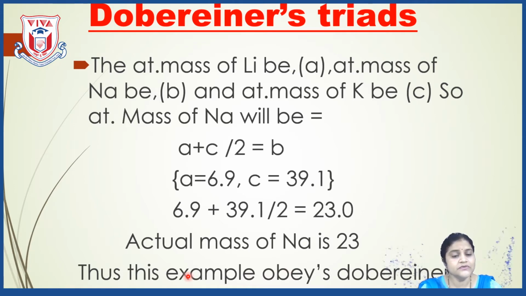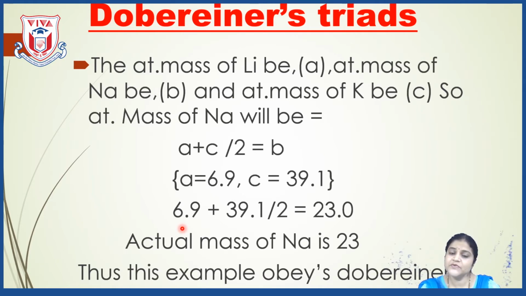Students, not only this, but there were many more examples which proved Dobereiner's law of triads. Other examples are strontium, barium and calcium, and chlorine, bromine and iodine. Like this, there were many examples available. But then this law was not proved for the newly discovered elements. Hence, this law could not be followed by the other new elements.